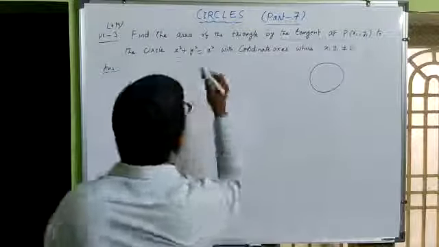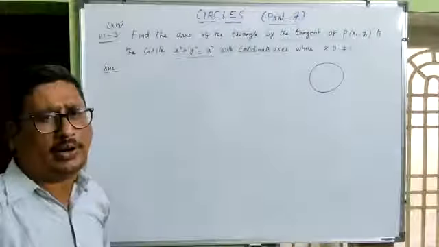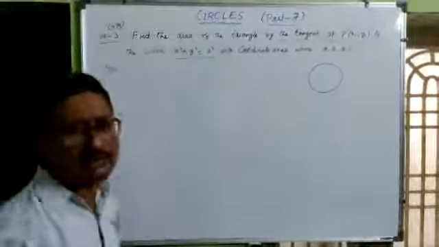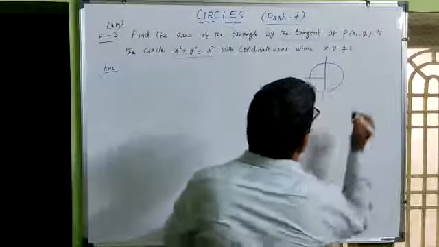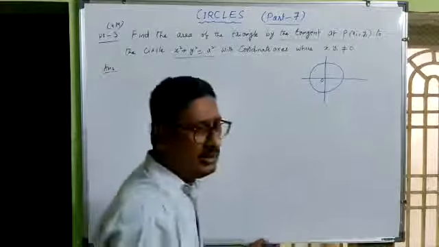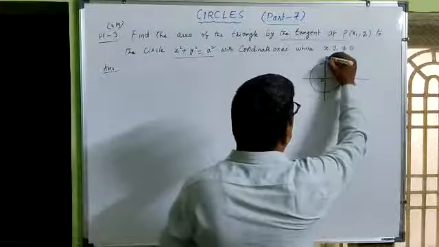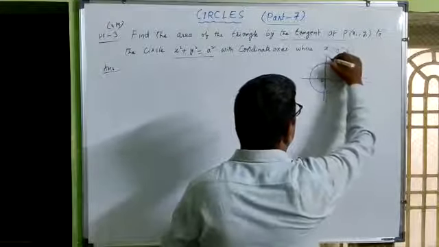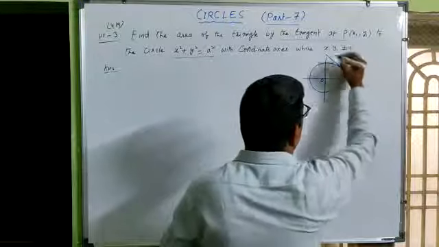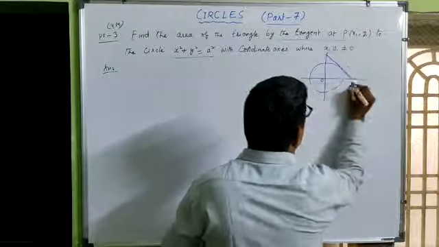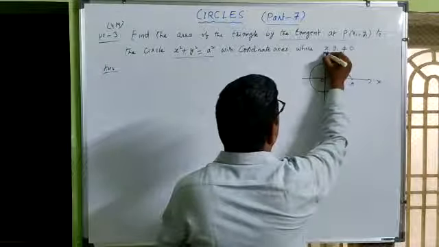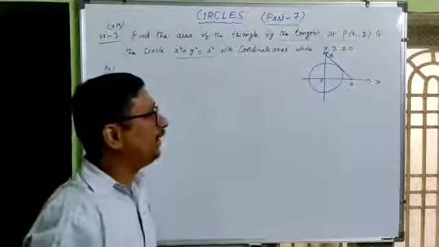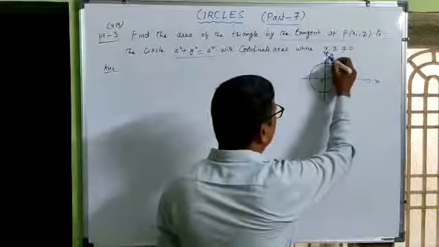So here the circle equation is x square plus y square is equal to a square. So the center of the circle is 0, 0. That means this will be the center of the circle, and the tangent will be like this. It meets the x-axis at A and the y-axis at B.